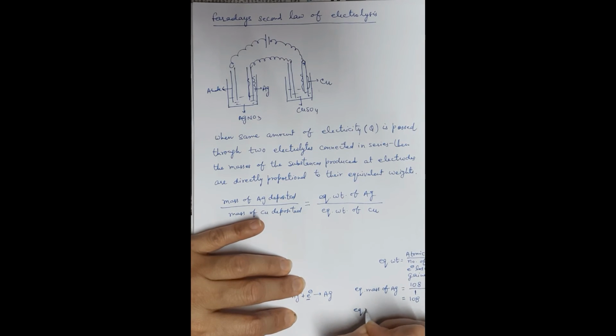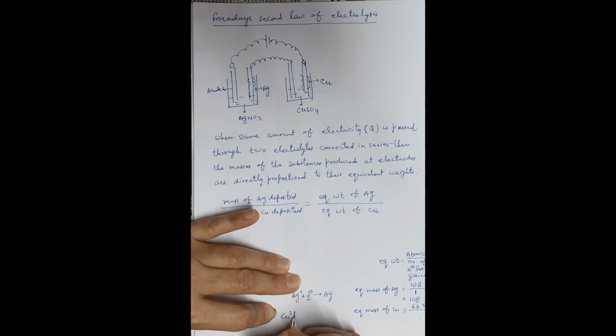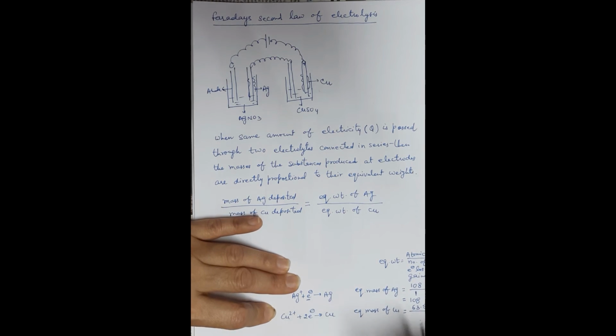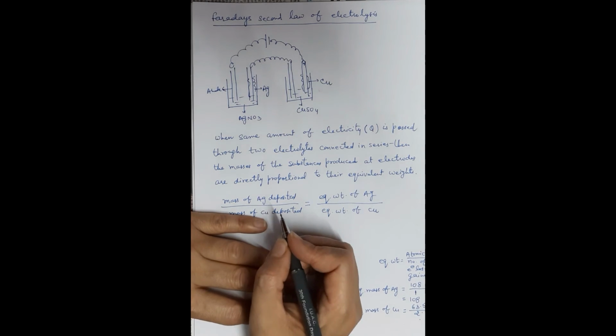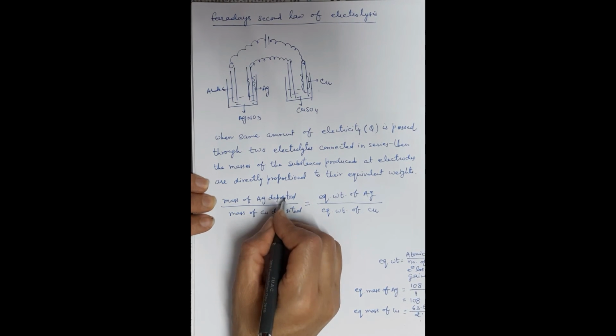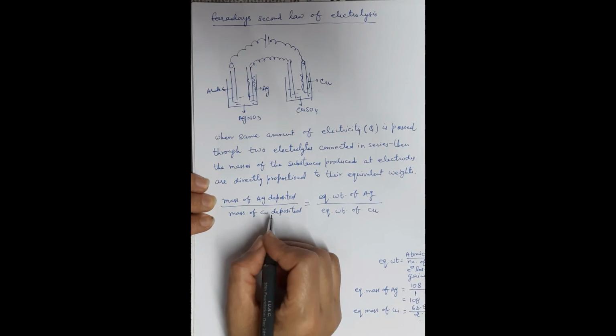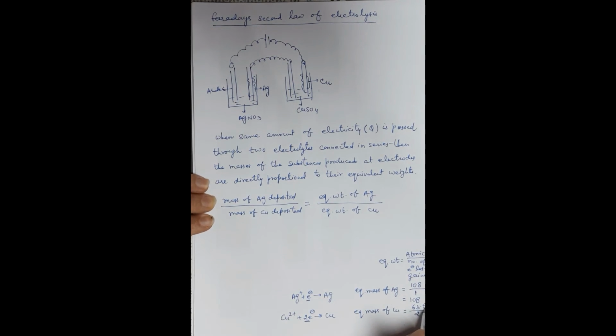What is the equivalent mass of copper? The atomic mass is 63.5 divided by, what happens in the case of copper? Copper ions gain 2 moles of electrons and 1 mole of copper is deposited. So 2 Faraday of charge is there, and 2 is the number of electrons gained in this case. So its equivalent mass is 63.5 divided by 2. So the mass of silver deposited in this case is 108, whereas the mass of copper deposited is half of 63.5.